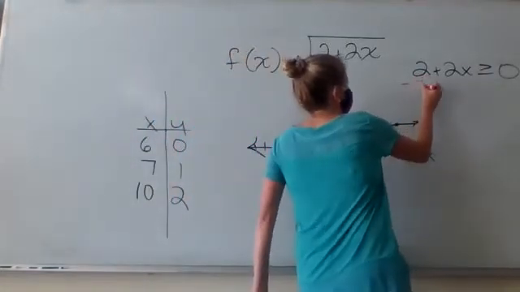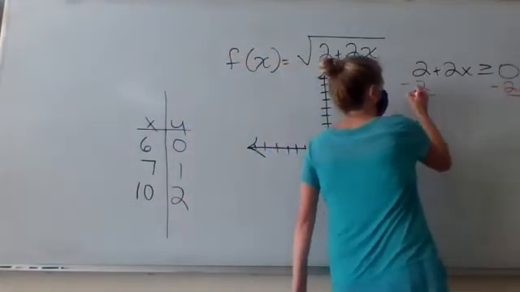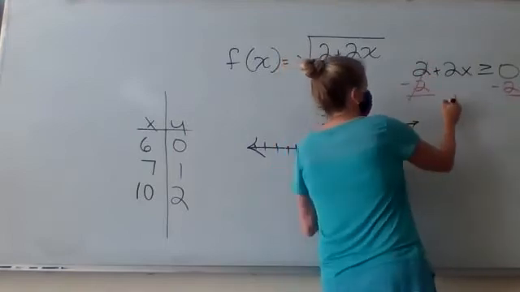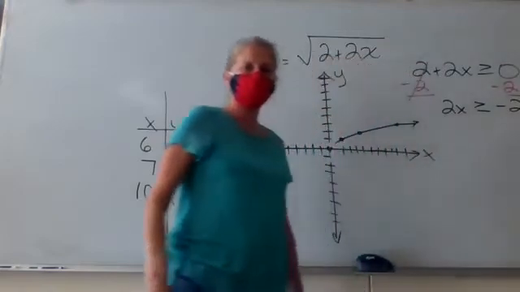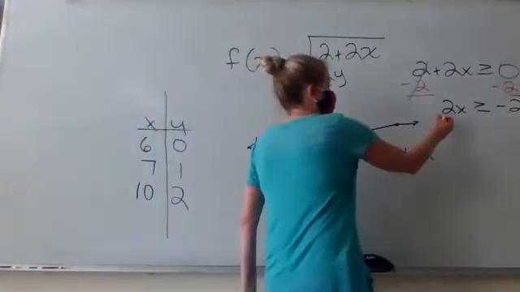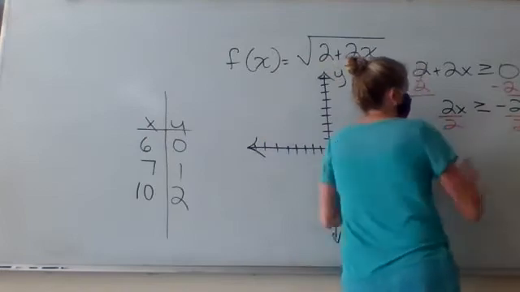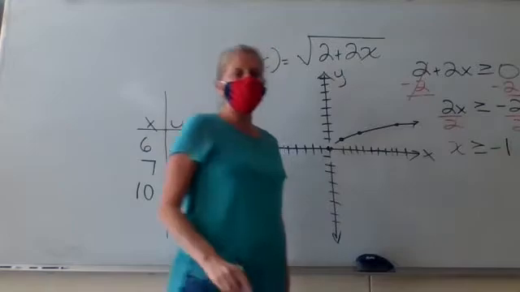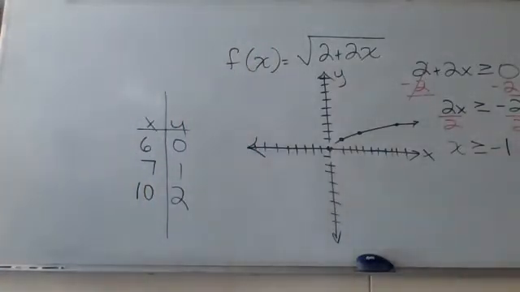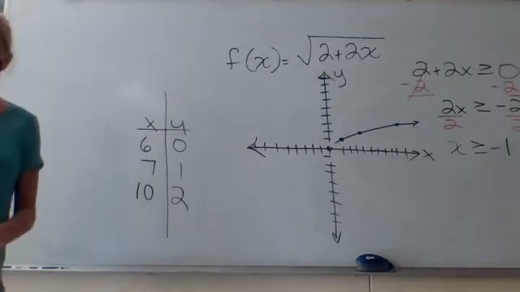So if I'm solving it for x, I need to subtract the 2. So now I have 2x needs to be greater than or equal to negative 2. Divide both sides by 2 here. So x is greater than or equal to negative 1. So when I'm looking at my XY chart, negative 1 is going to be okay. Negative 2 is going to give me an error message. Right? Anything below negative 1 is going to give me an error message.